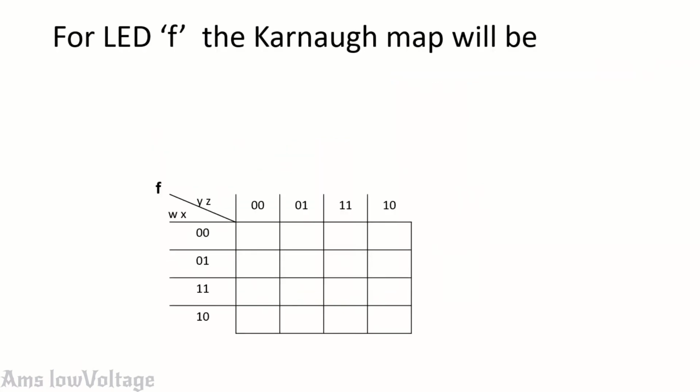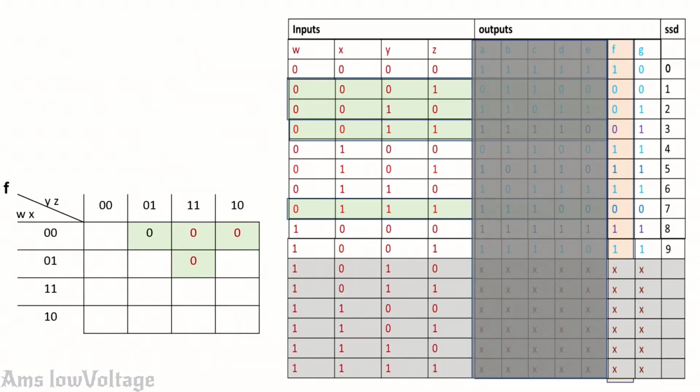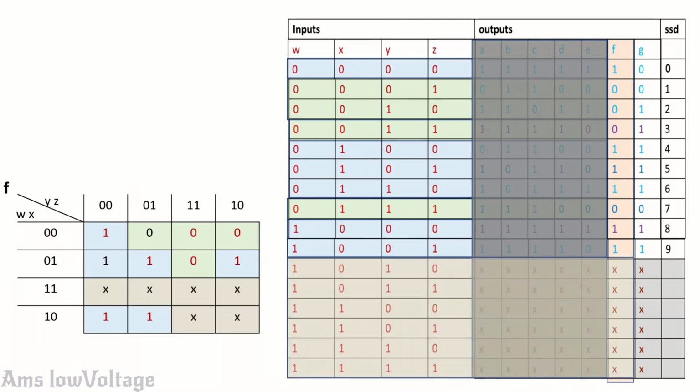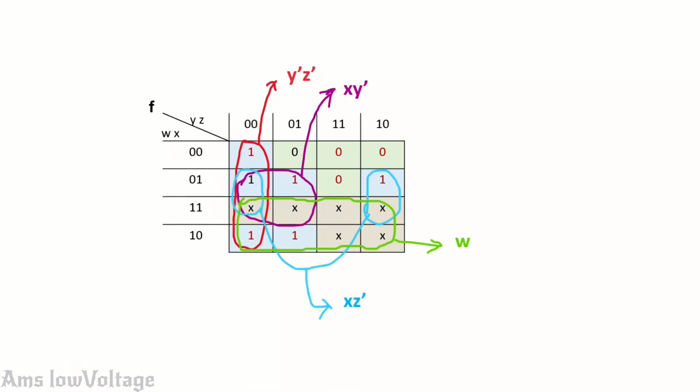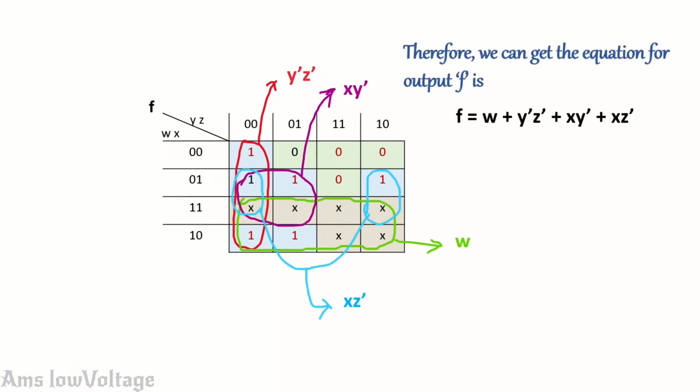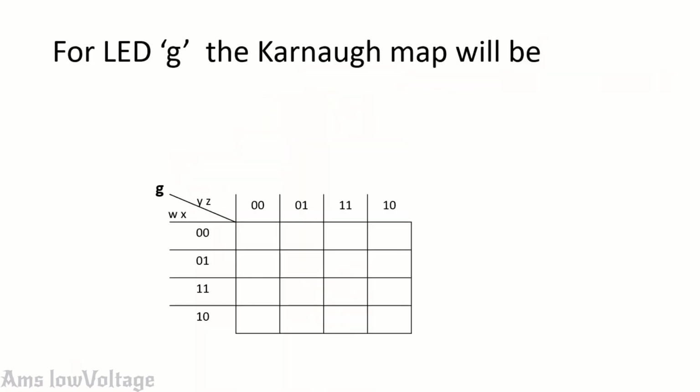And for F, zeros first, ones, don't cares, and we are getting this group, this group, this group, this group, and finally F is F equal to W plus Y prime Z prime plus X Y prime plus X Z prime, and 1 is remaining, which is for G.